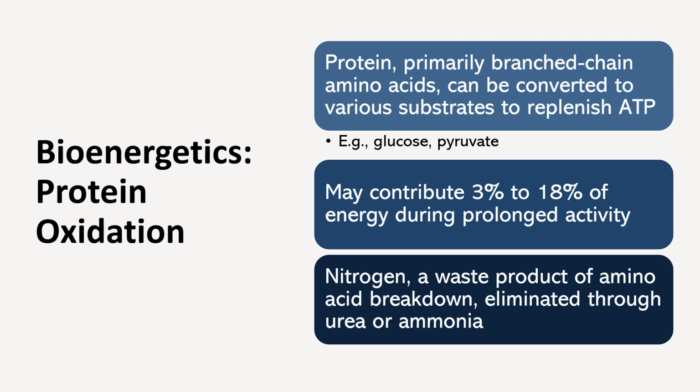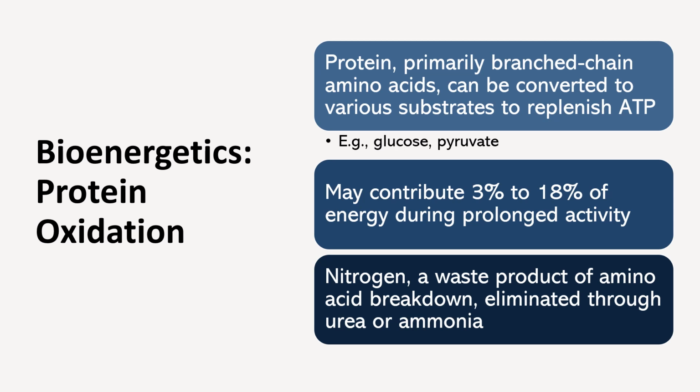The carbon skeletons derived from amino acids can be converted into intermediates of glycolysis or the citric acid cycle. Through these pathways, the carbon molecules undergo oxidation and generate reducing equivalents in the form of NADH and FADH2. The NADH and FADH2 then donate their electrons to the electron transport chain, or ETC, in the mitochondria, leading to the production of ATP through oxidative phosphorylation.